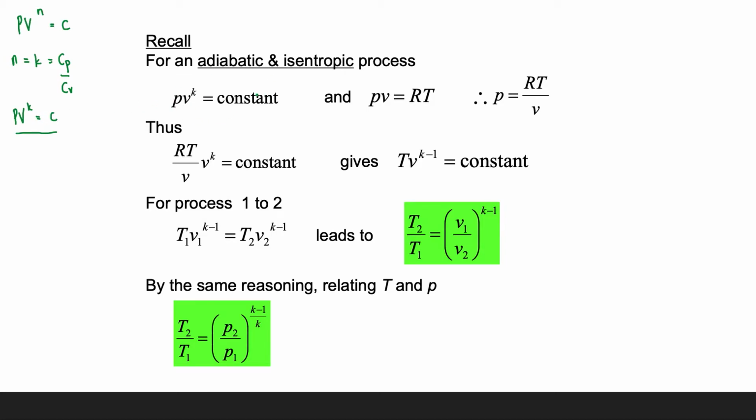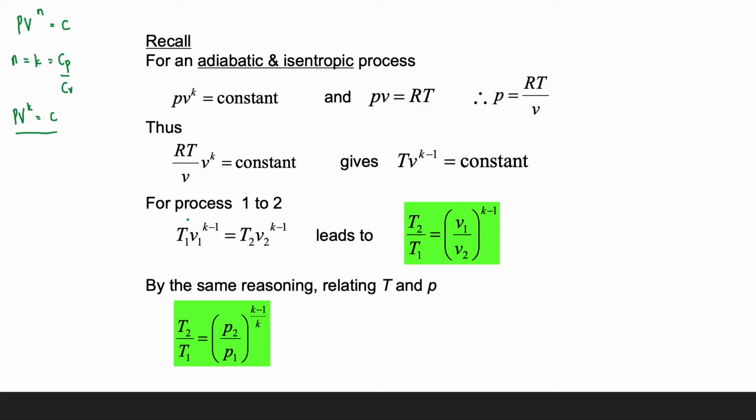So this is the adiabatic process and this is the ideal gas equation. Rearrange this formula, we get P is equal to RT over specific volume. Then we replace P with this formula. So P, RT over specific volume, multiplied by specific volume to the power of K is equal to constant. Then this equation will give us T V to the power of K minus 1 is equal to constant.